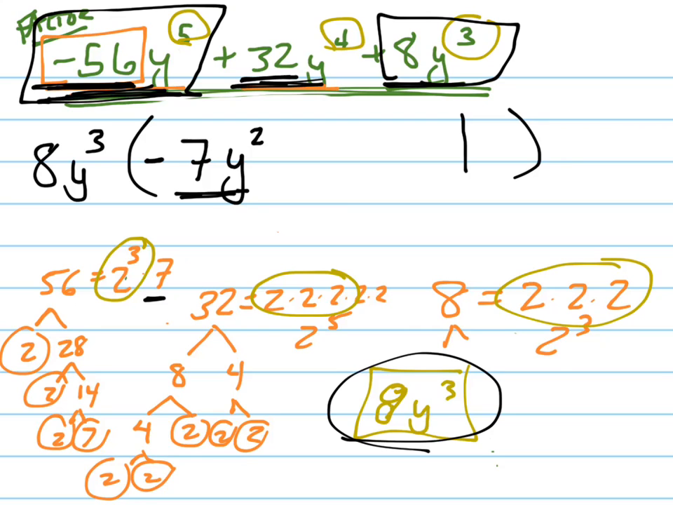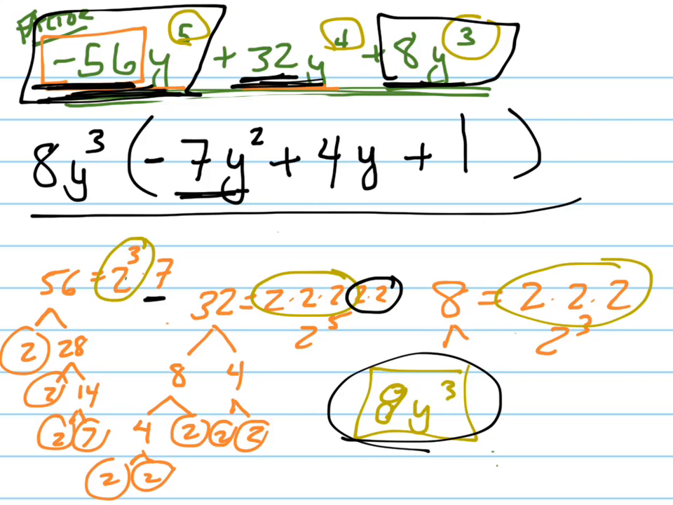And if I take 8y cubed out of 32y, don't forget the plus sign, how many y's are left over? Just one y. And 32 divided by 8 is 4. There's 2 2's left over. Plus 1. And that's your answer. You factored out the GCF.